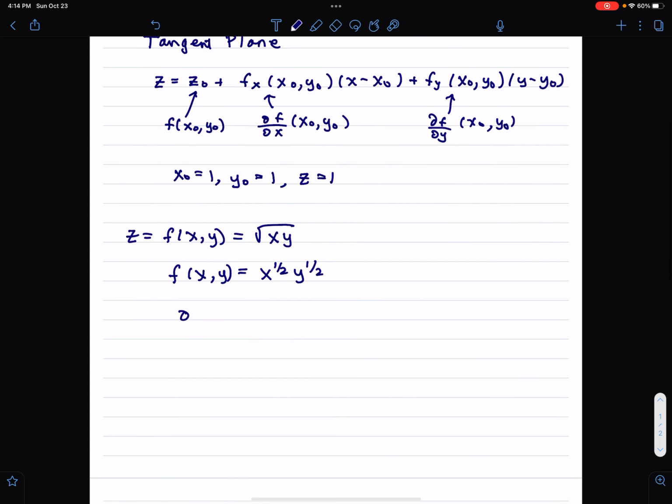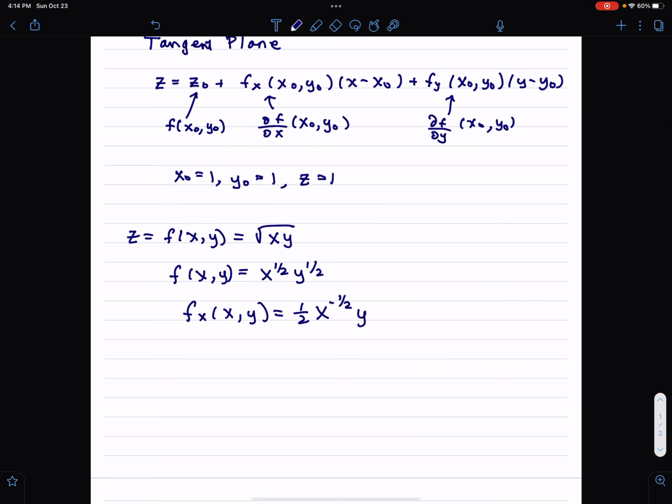Now the partial derivative of f with respect to x is found by taking the derivative with respect to x and thinking of y as a constant. So x to the 1/2 is a power of x, and we'll use the power rule. So I have 1/2 x to the minus 1/2 times y to the 1/2. And this simplifies as 1/2 times y to the 1/2 divided by x to the 1/2.